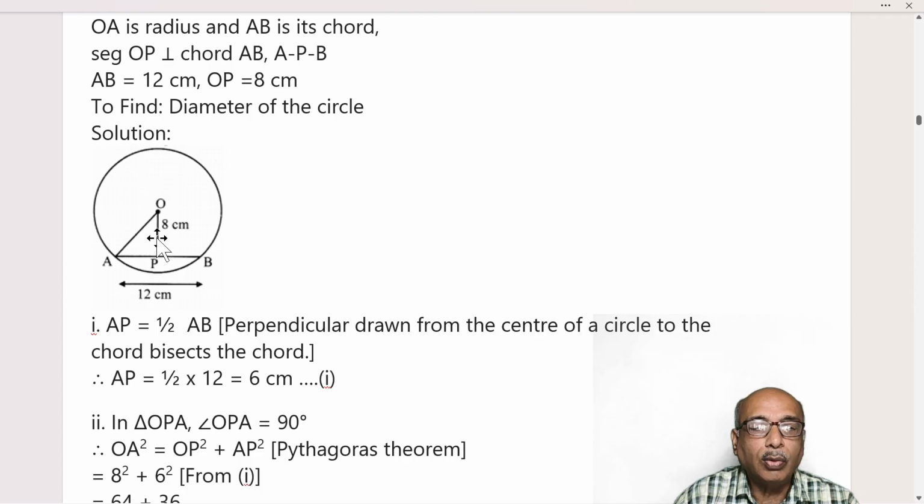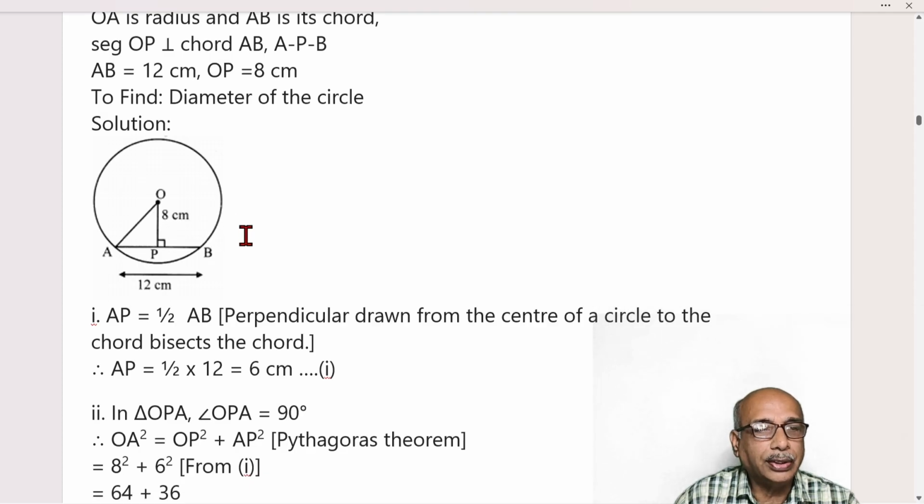AP is 6, OP is 8. So, OA you can calculate. That will be 10. Therefore, if you know the radius, you know the diameter. We'll see the calculations here.